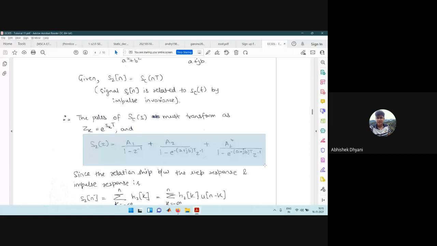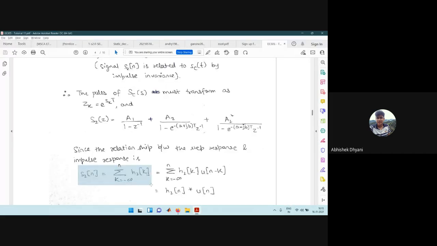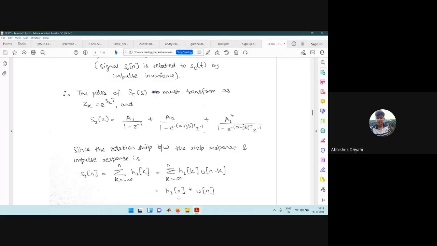Now remember that I am interested in finding out H2(z). So for that, I will again note that this is the relation between the discrete time sequences. This is the step response sequence, and this is the impulse response sequence. And this one I can also write as the convolution of h2[n] with this u[n], right? Because this is the impulse response, and step response is nothing but when the input is a unit step and the system is represented by the impulse response, right?